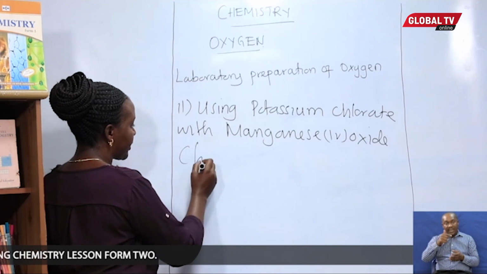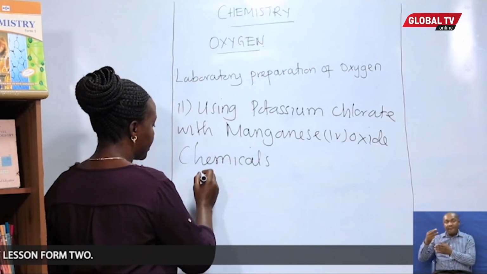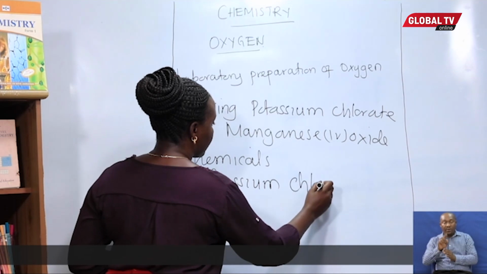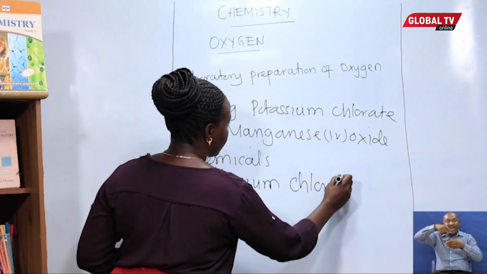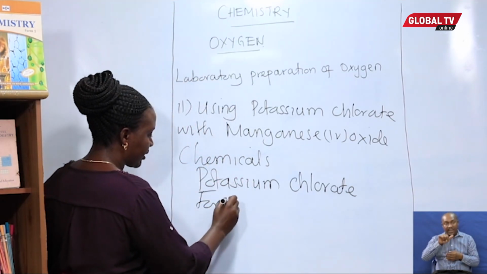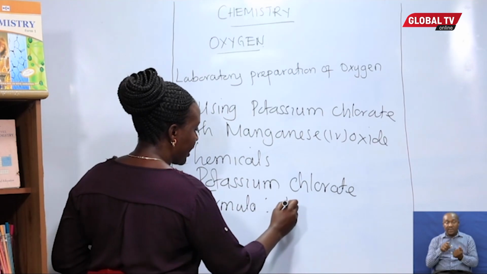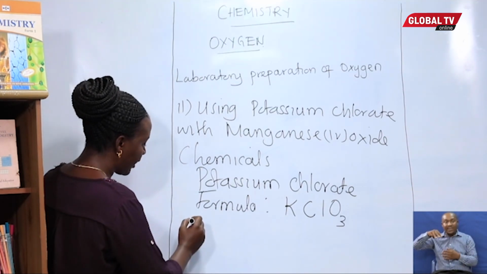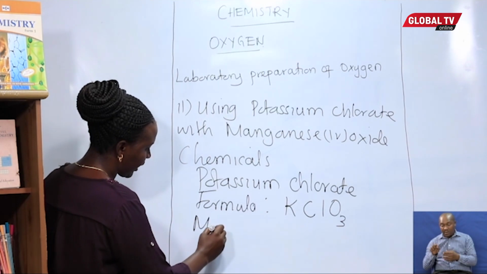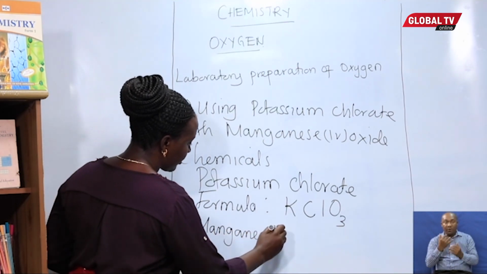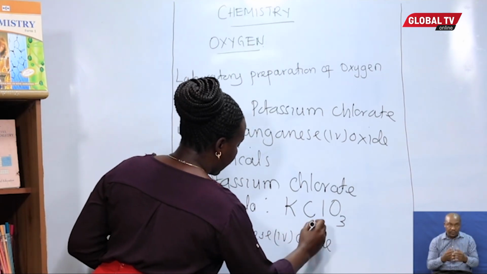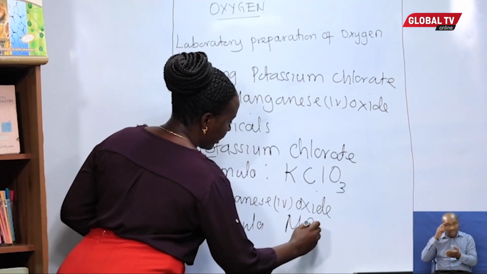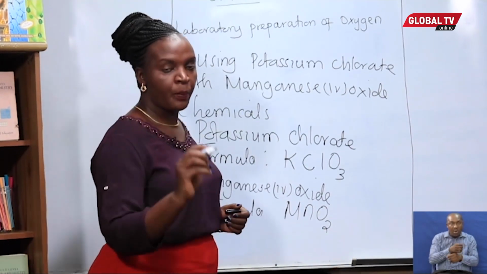Now, our chemical is potassium chlorate. The chemical that you are going to use is potassium chlorate. The formula for potassium chlorate is KClO sub 3. This is potassium chlorate. And another chemical that you are going to have is manganese 4 oxide. How is it written by using the formula? You should know the word and the formula. This is MnO sub 2. That is manganese 4 oxide.